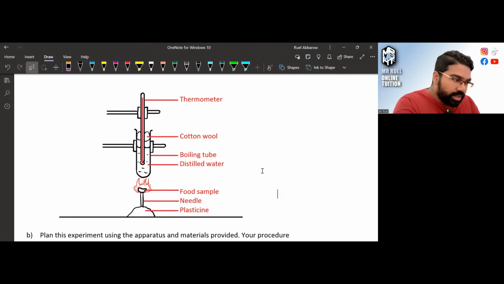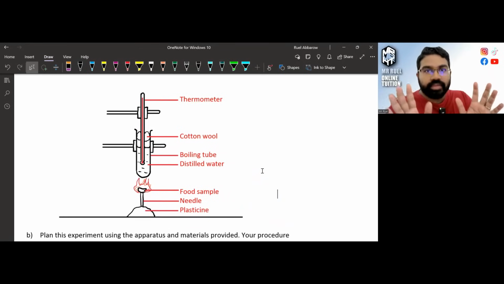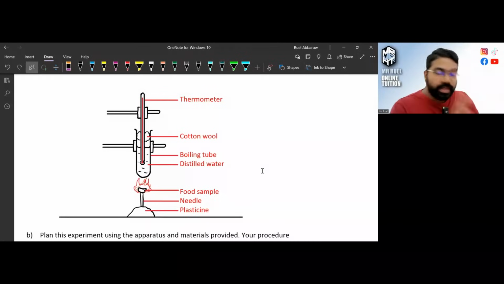You need to mount it up here. Then you need to put the thermometer. After that, you need to put the food on the needle. And then you need to put it on the plasticine and all that. All that just based on this diagram. Very simple. Don't worry. It's not difficult. If the diagram is given to you, don't worry. Look at the diagram, write everything down.